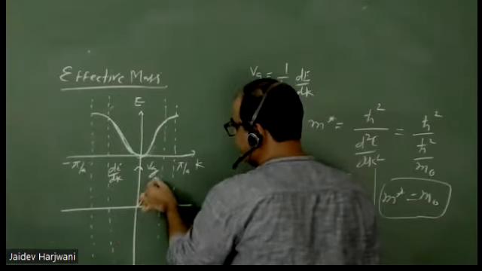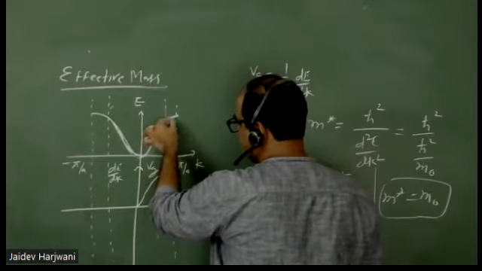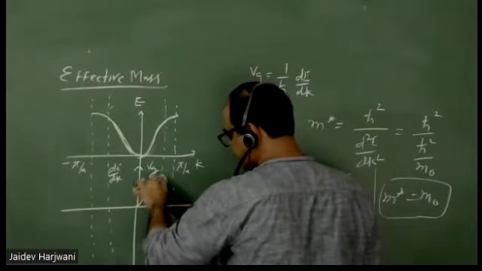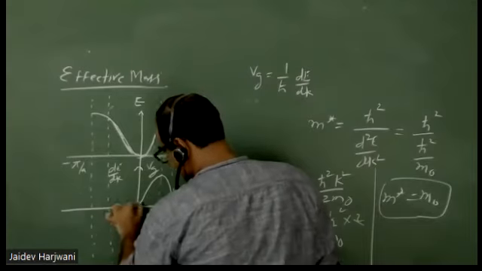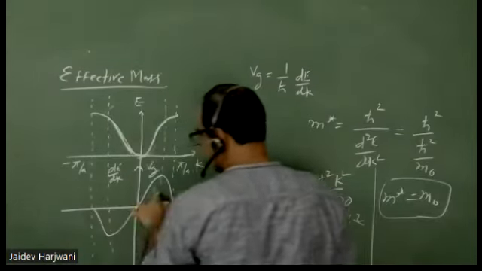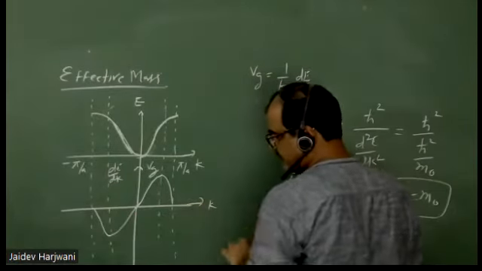And then you get maximum, and then here your slope is slightly decreasing, okay. So what will happen? Your velocity will decrease and you become 0 at the boundaries, okay. So this will be your dE by dk, or velocity graph with respect to k, okay.